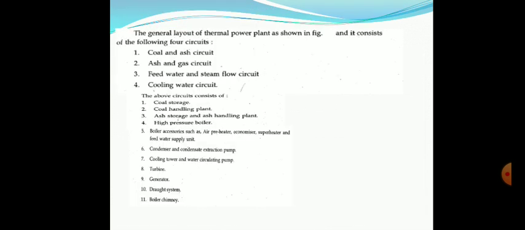The general layout of a thermal power plant is as shown in the figure, and it consists of the following four circuits: coal and ash circuit, air and gas circuit, feed water and steam flow circuit, and the fourth one is the cooling water circuit. The above circuits consist of coal storage, coal handling plant, ash storage and ash handling plant, high pressure boiler, boiler accessories such as air preheater, economizer, superheater and feed water supply unit, condenser and condensate extraction pump, cooling water and water circulating pump, turbine, generator, draught system and boiler chimney.